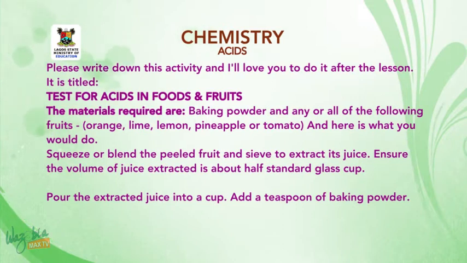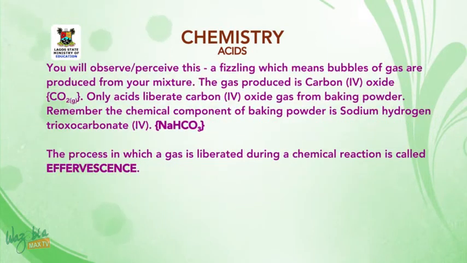Pour the extracted juice into a cup and add a teaspoon of baking powder. You will observe a fizzling, which means bubbles of gas are produced from your mixture. The gas produced is carbon IV oxide. Only acids liberate carbon IV oxide gas from baking powder. Remember, the chemical component of baking powder is sodium hydrogen trioxocarbonate IV.